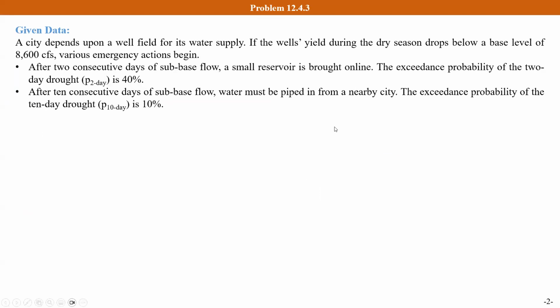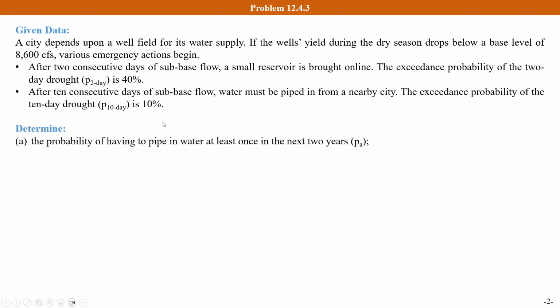Now let's move on to the second problem. A city depends upon a well field for its water supply. If the well's yield during the dry season drops below a base level of 8,600 cubic feet per second, various emergency actions begin. We know the exceedance probability of the 2-day drought is 40%, and the exceedance probability of the 10-day drought is 10%. Let's solve the first problem.